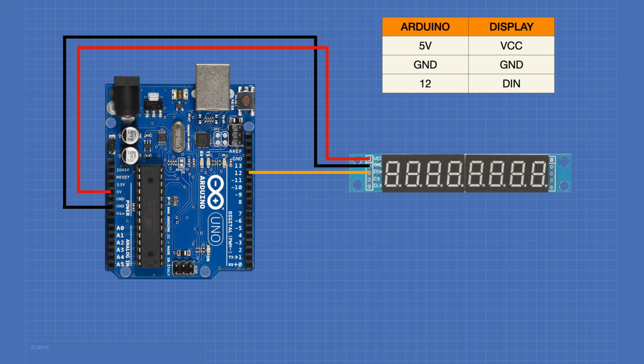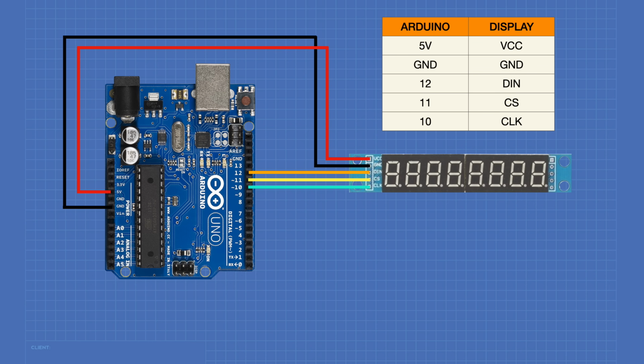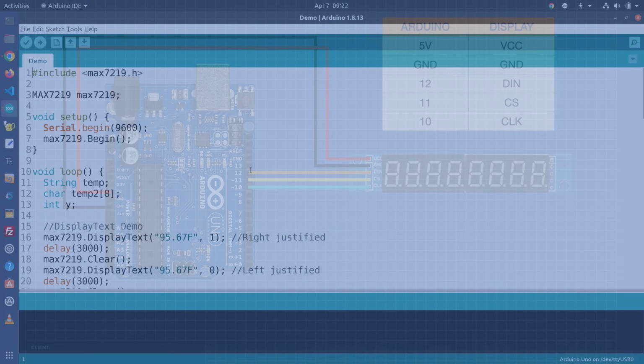Pin 12 of the Arduino will be connected to the data in or D-in pin on our display. Pin 11 of the Arduino will be connected to the CS pin on the display. This may also be labeled as load on some models of displays. And pin 10 of the Arduino will be connected to the clock pin on our display. And this completes our wiring.